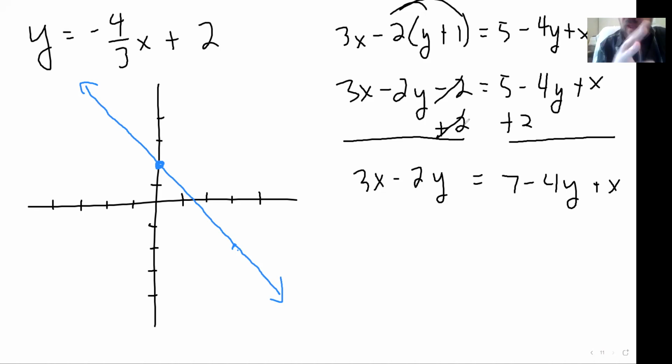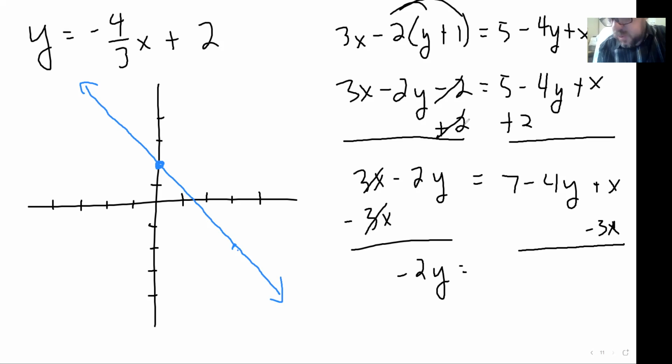I'm still trying to keep the y's on the left and move the x's to the right. So I'll go ahead and move the x's that are currently on the left to the right. So minus 3x, minus 3x, and I'm deliberately lining these things up under the like terms. Right, I'm lining my x up under another x. So 3x minus 3x cancel each other. I get minus 2y equals, well, x minus 3x is minus 2x. So I have 7 minus 4y minus 2x. All right, so this is looking good so far. This is definitely simpler than when I started.